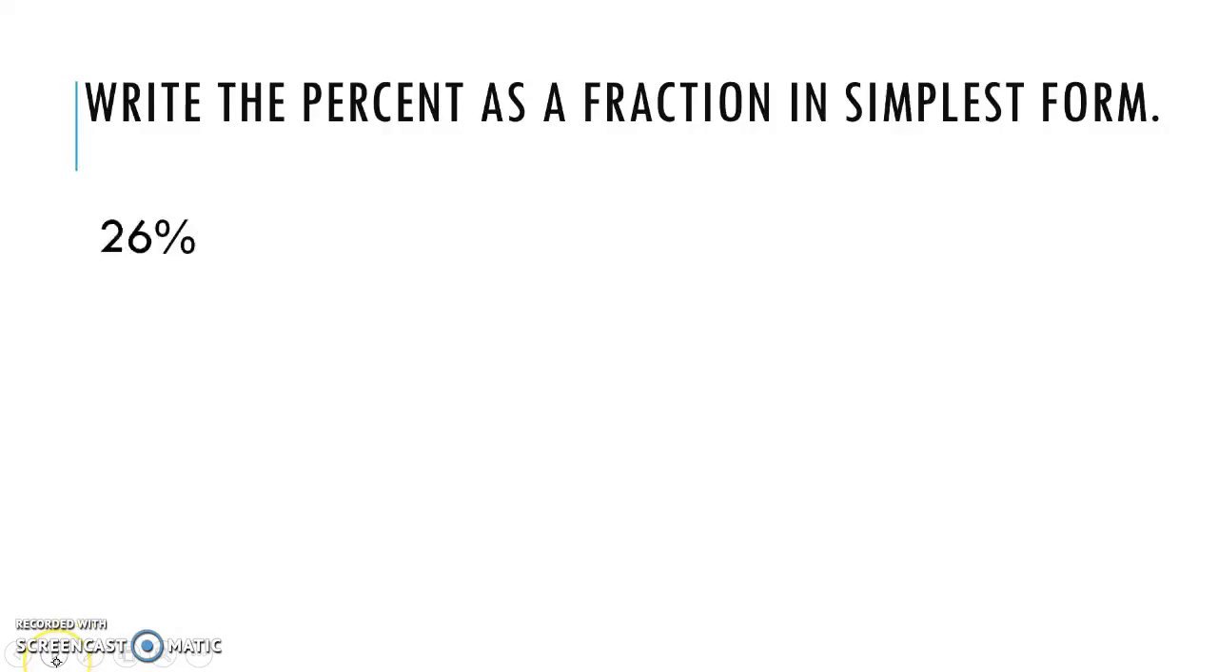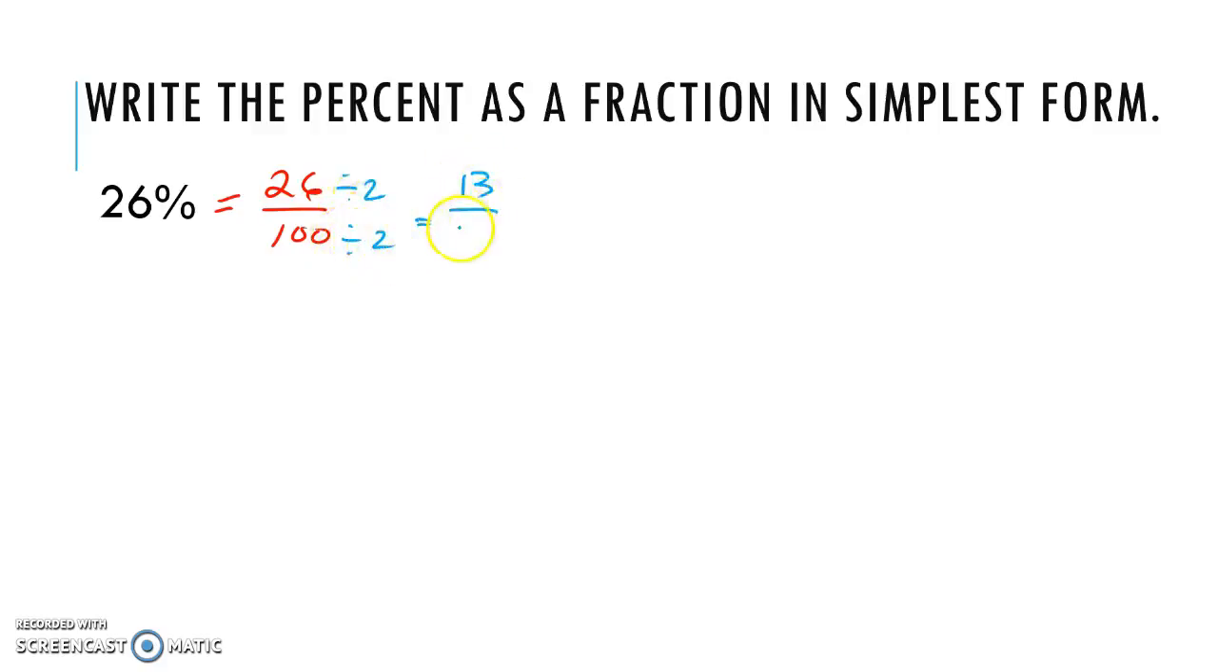So our first percentage is 26%. And what we have to remember is that our percentages are always out of 100. So we can write this as 26 over 100. And then here, once we have it in fraction form, we look to see if we can simplify. Here we can divide them both by 2 since they are even numbers. And we get 13 out of 50. And since we cannot simplify any farther, that's our final answer. So we took that percentage and changed it all the way to a fraction in simplest form.